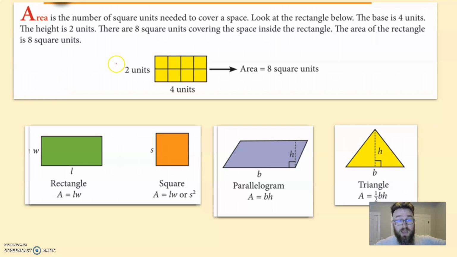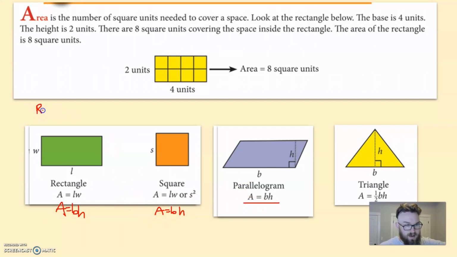So area is the space on the inside. It's the square units needed to cover a space. Look at the rectangle below. It's 4 by 2. The area of a rectangle is length by width, although we will talk about it frequently as base times height. Same with the square, because then that makes it pretty simple. Rectangles, squares, and parallelograms are all base times height.